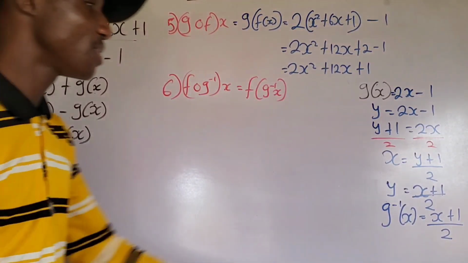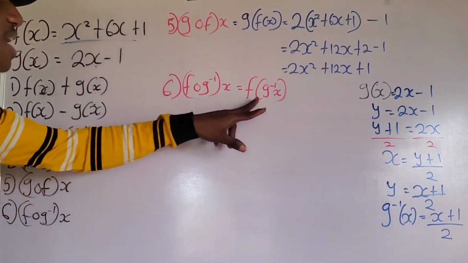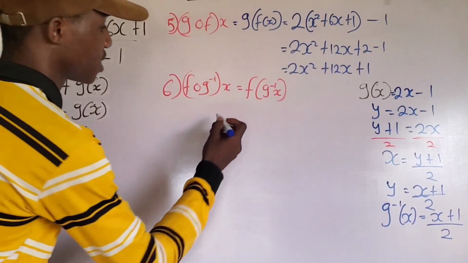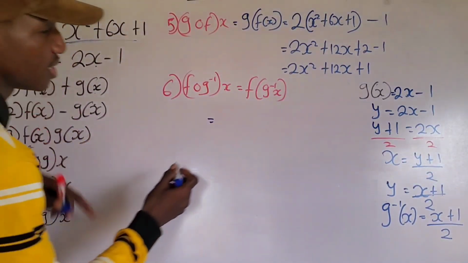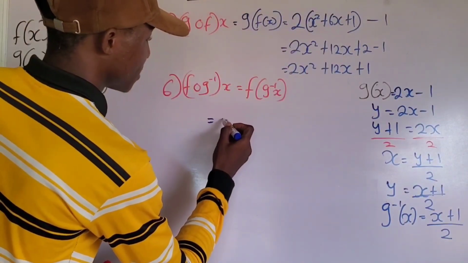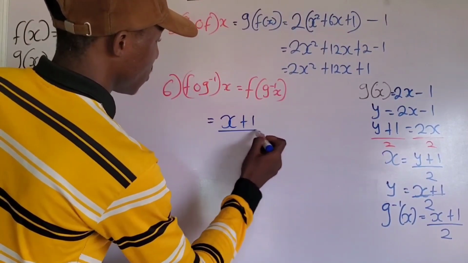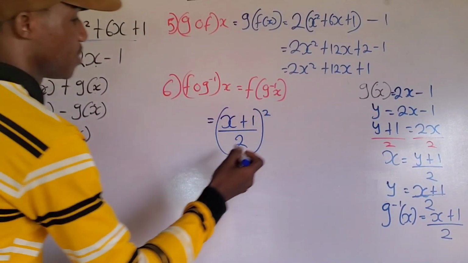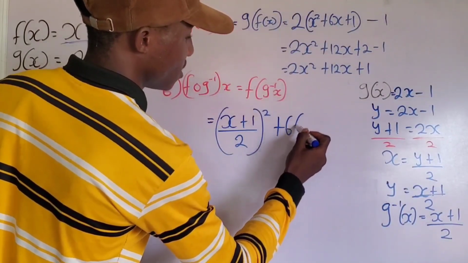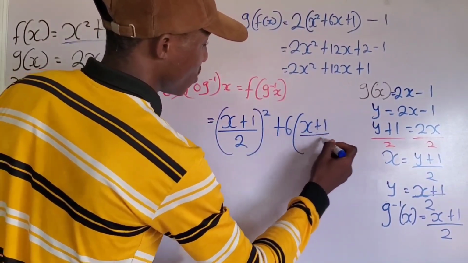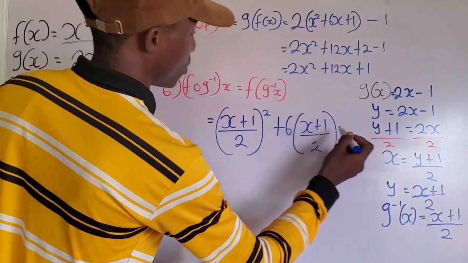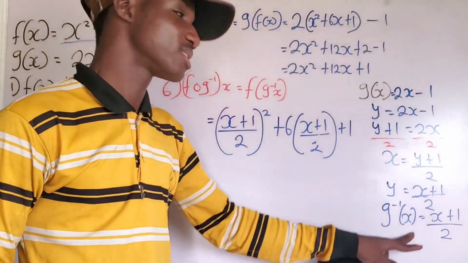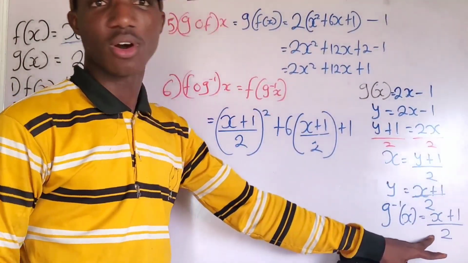Okay? So, having gotten the inverse of g(x), we can now proceed to find f of the inverse of g(x). f of the inverse of g(x) will now be ((x plus 1) all over 2) squared, plus 6 times (x plus 1) all over 2, then plus 1. Don't forget that the inverse of the function g(x) is x plus 1 all over 2, you understand?